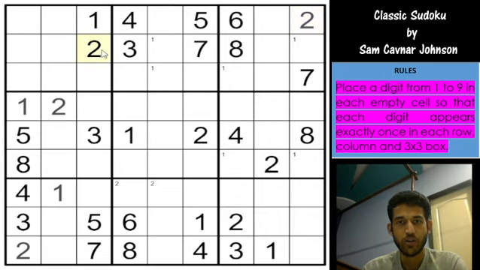2 is in row 1, row 2, which in turn gives me a 2 in one of these two cells. Okay, so the action with the 2's has stopped. Let us look at some other digit, maybe 7. 7 is in row 2, row 3, so you get 7 in one of these two cells.